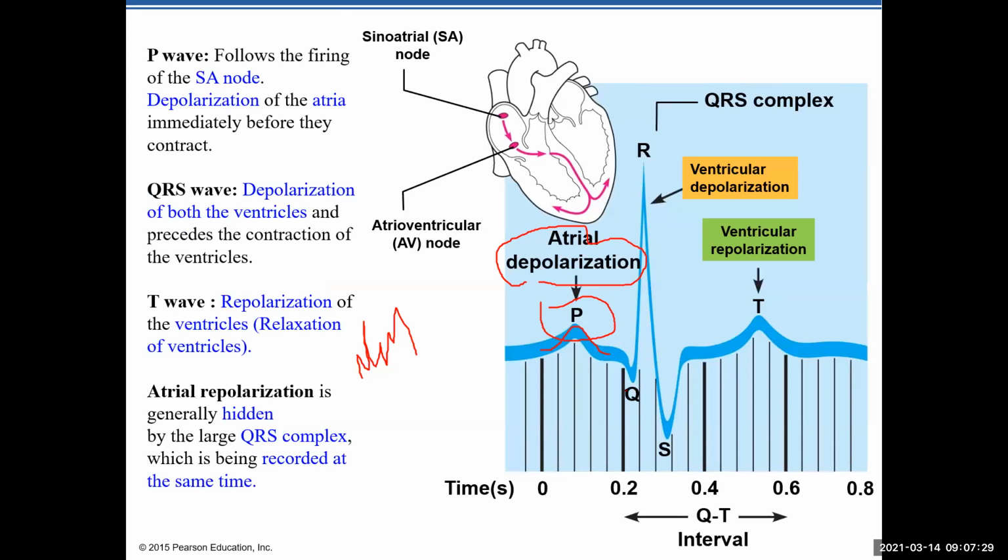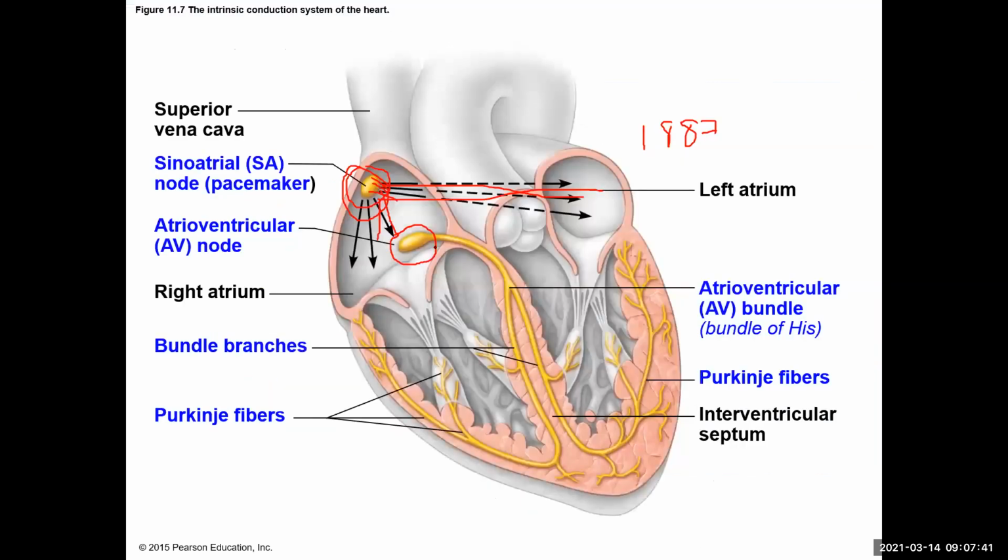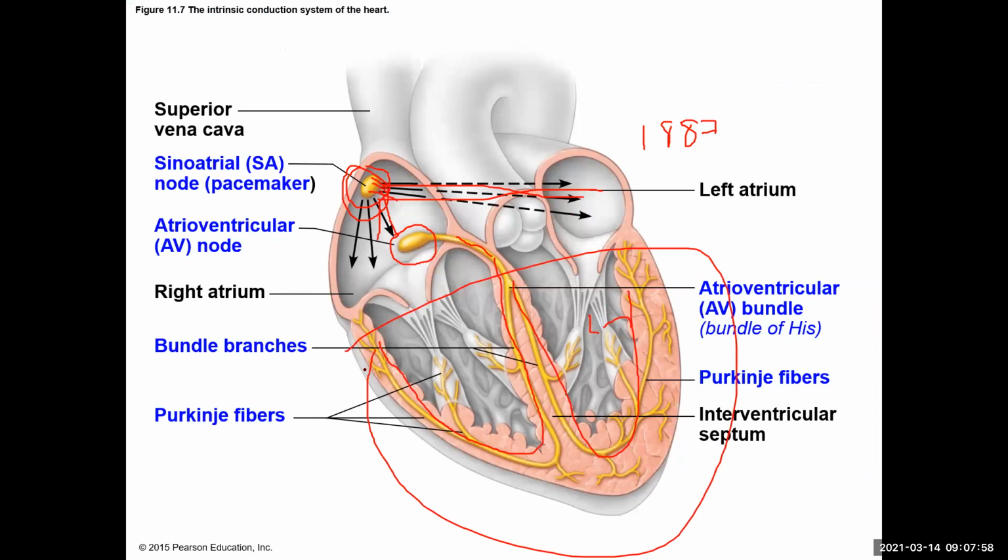And then we have this QRS, a bigger complex, which you see here. This QRS complex simply tells us that now the action potential has reached the ventricles, right? It tells us about the depolarization of both the ventricles, which is followed by the ventricular contraction. After that, the ventricles will contract, right?